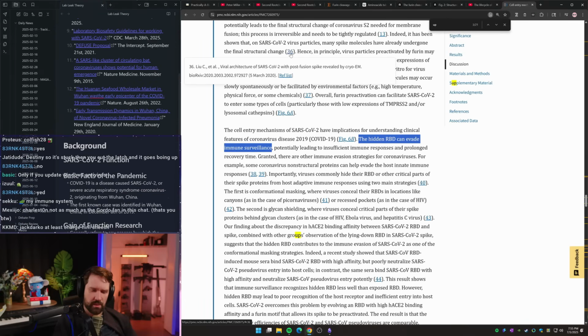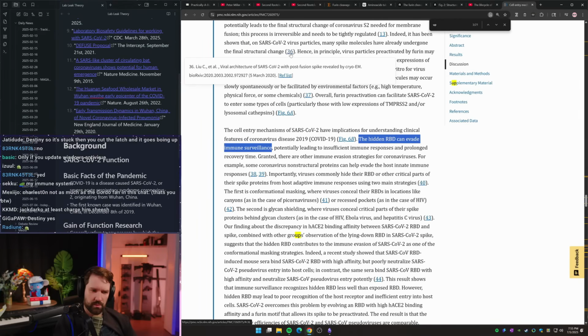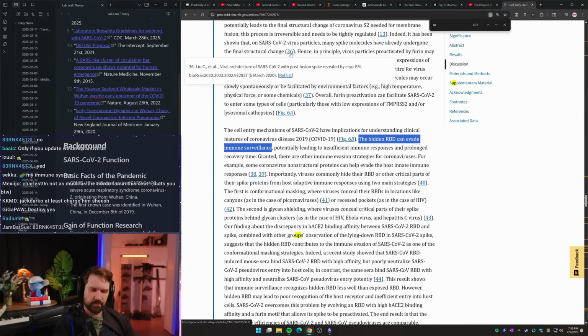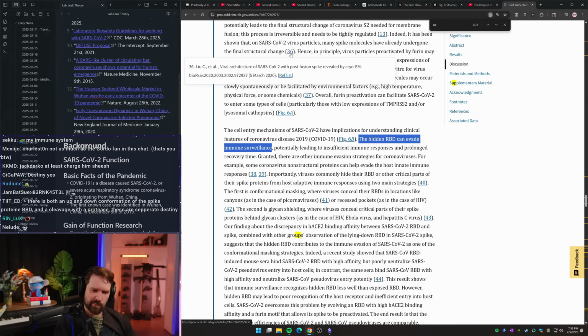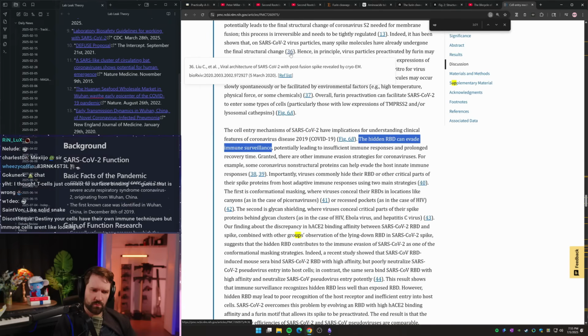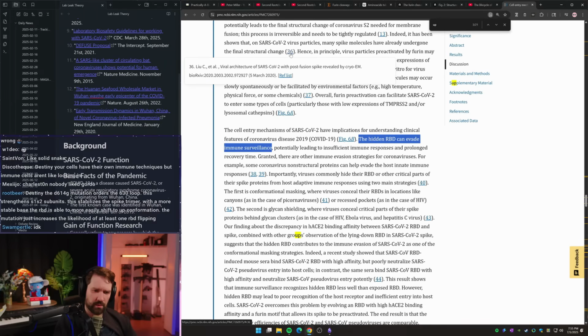No, yes, no, yes, yes. Your cells have their own immune techniques, but immune cells aren't looking in.